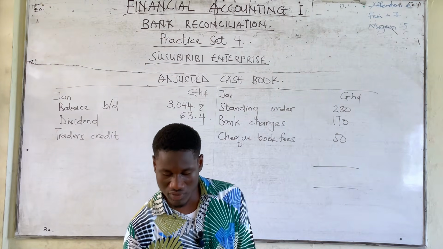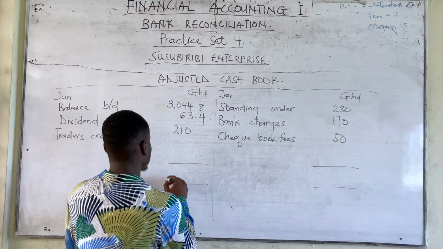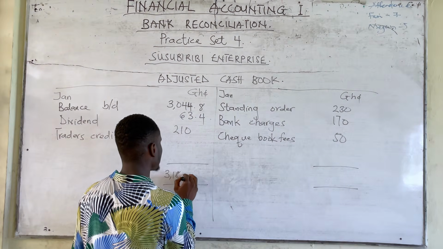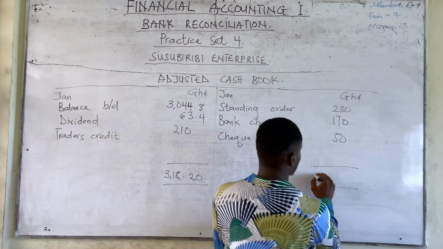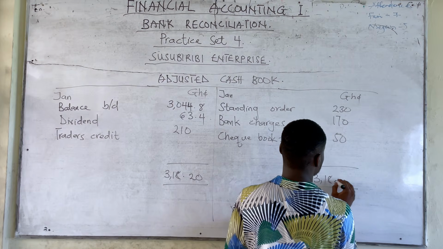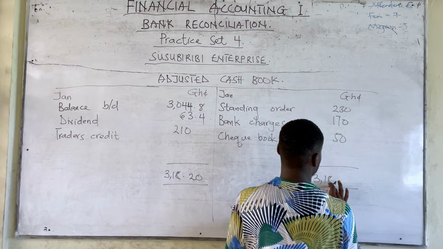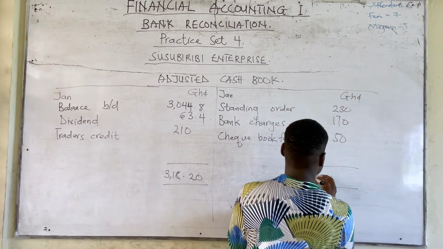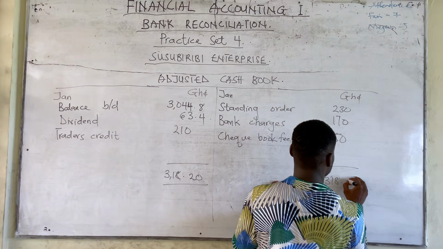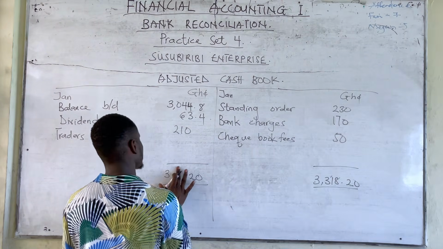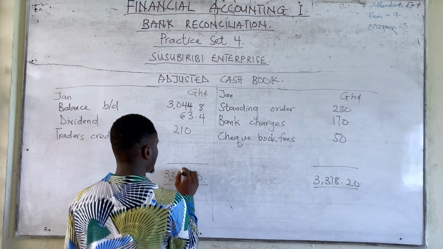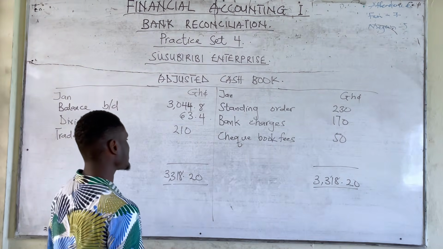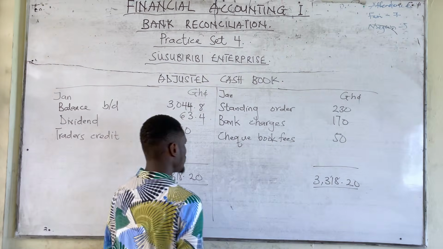So we have the total to be 3,318.20. Sorry, is it 3,000? Yeah, 3,318.20. Good. So after finding our greater side and recording it on both sides, we are going to find our difference.